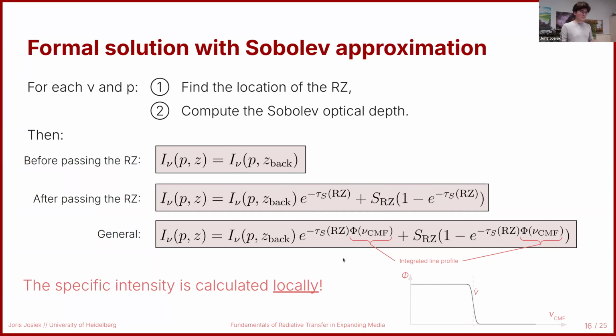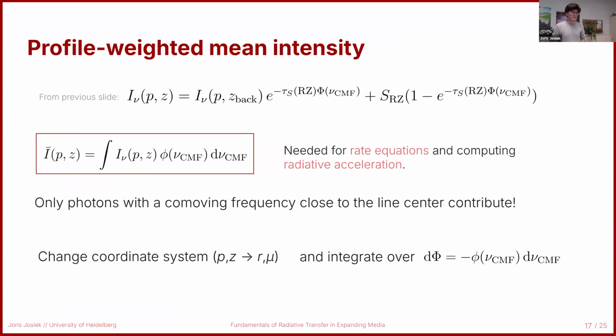Okay, so what does this mean? Well, for the intensity also, we now have a closed expression that does not require an integration anymore. So this brings me to my next point. Now we can talk about a new concept: the profile weighted mean intensity. The idea here is that now we can calculate the intensity in any place, but we still require knowing where the resonance zone is for each nu and for each p.